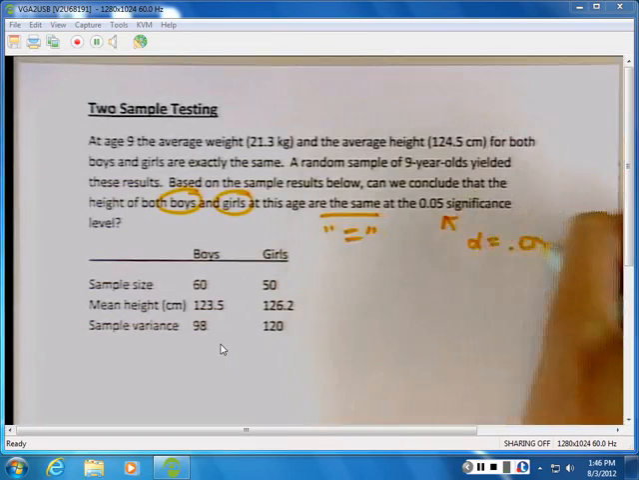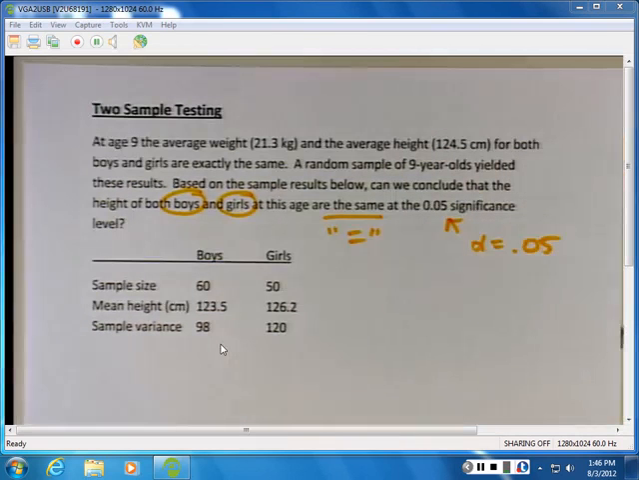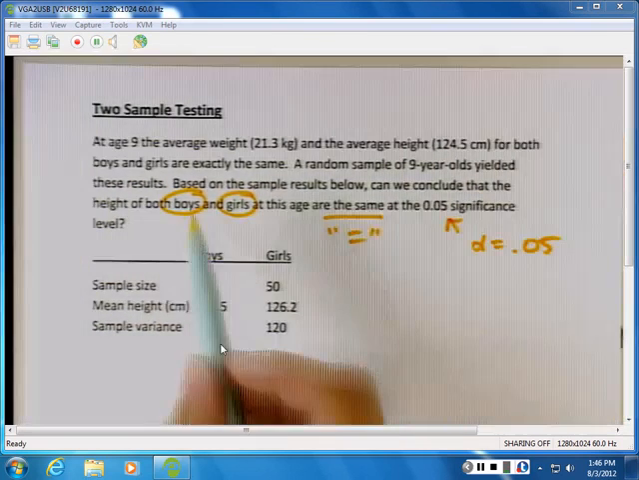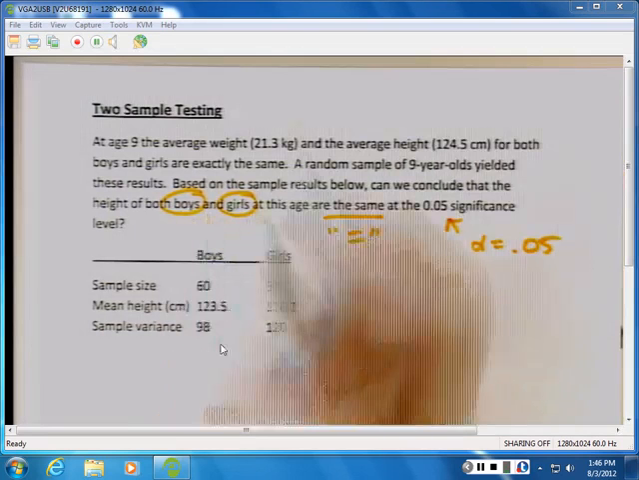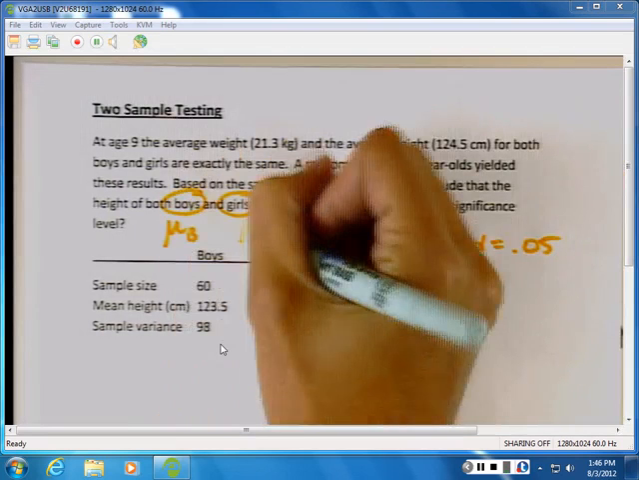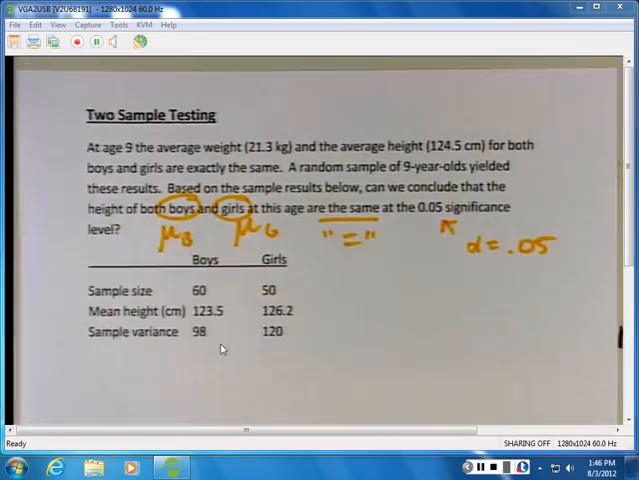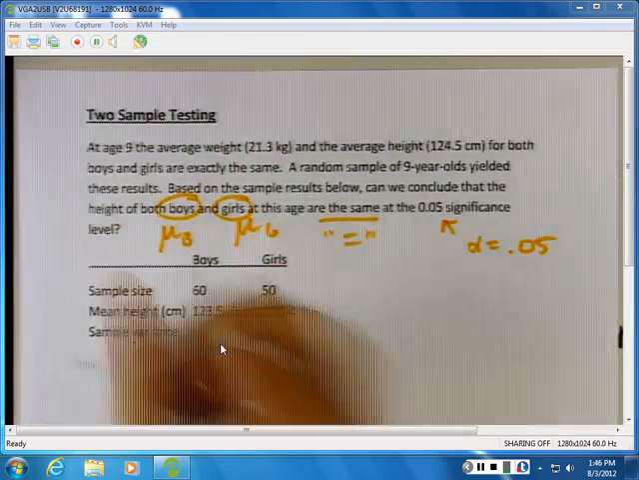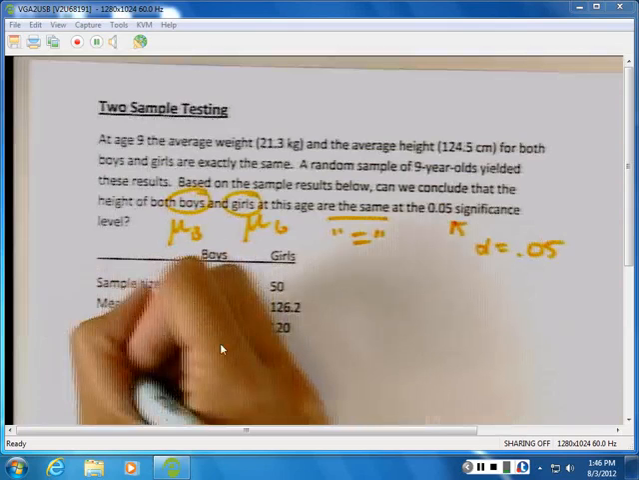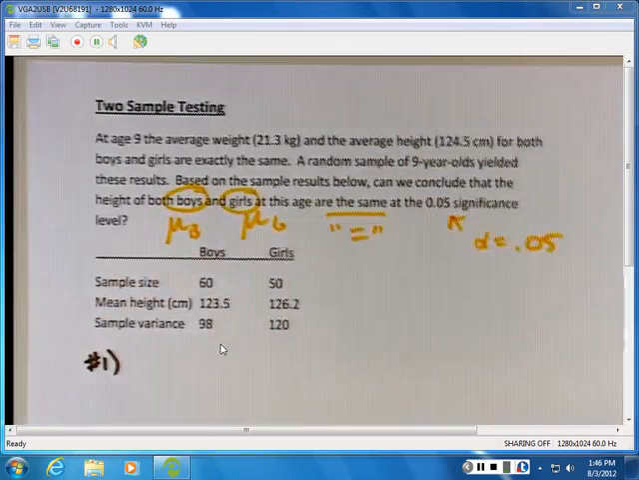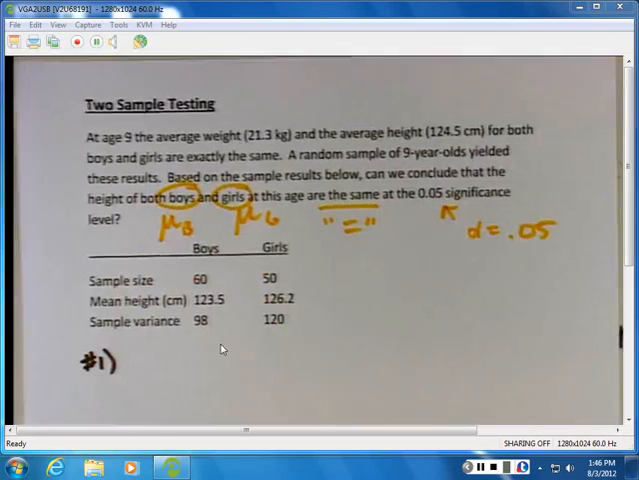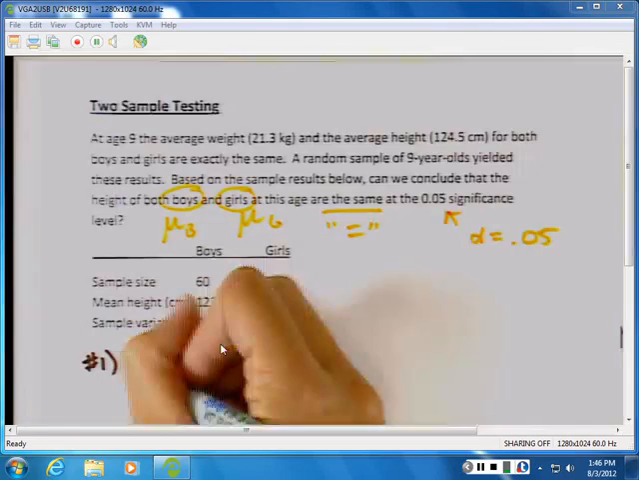Alpha equals 0.05. So what we have here is not just a single mean that we're comparing to a number, but we have a mean for the boys and a mean for the girls that we're comparing to each other. Let's go ahead and put our hypotheses together. We're just going to step right through that same 5-step hypothesis testing procedure. The first step is to set up our hypotheses.